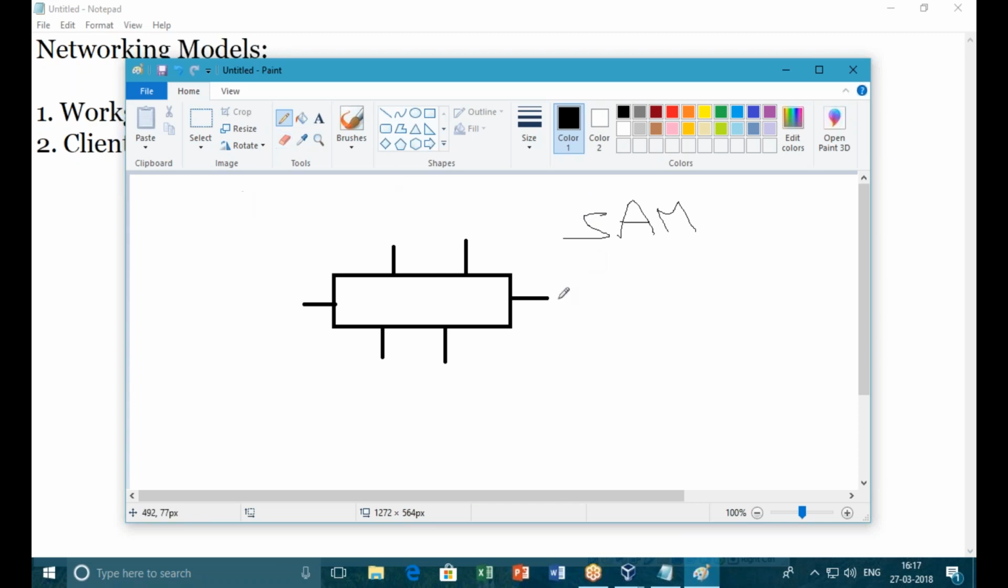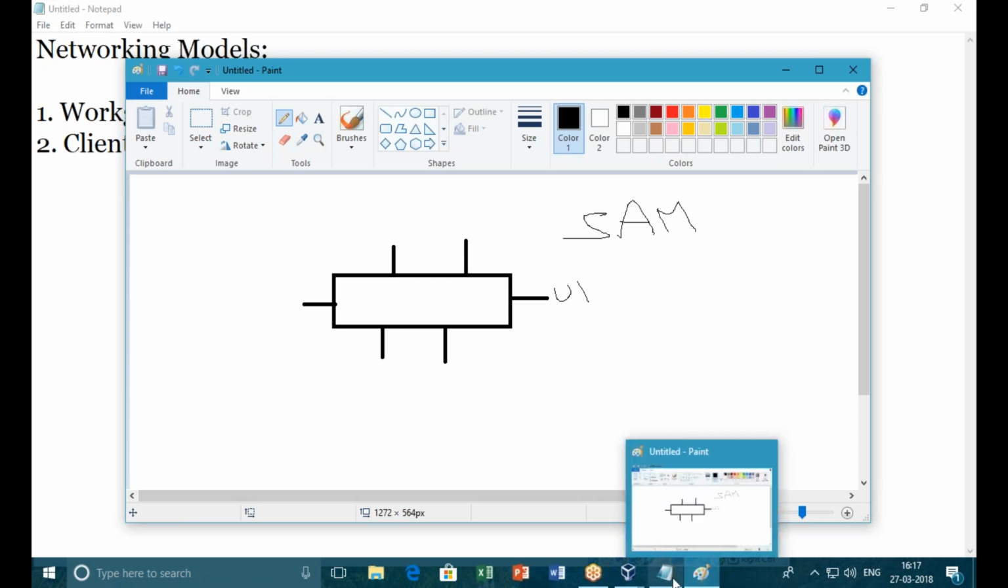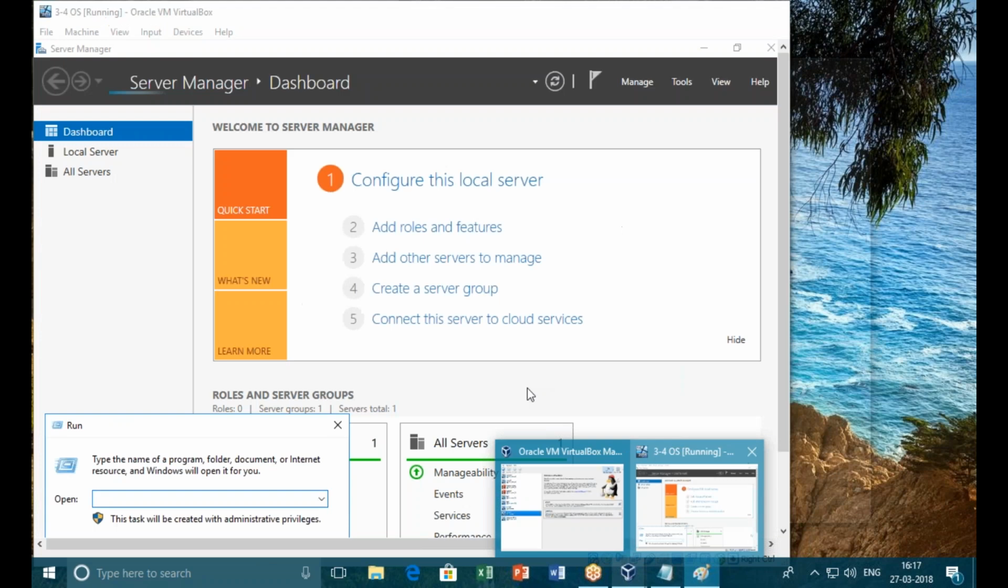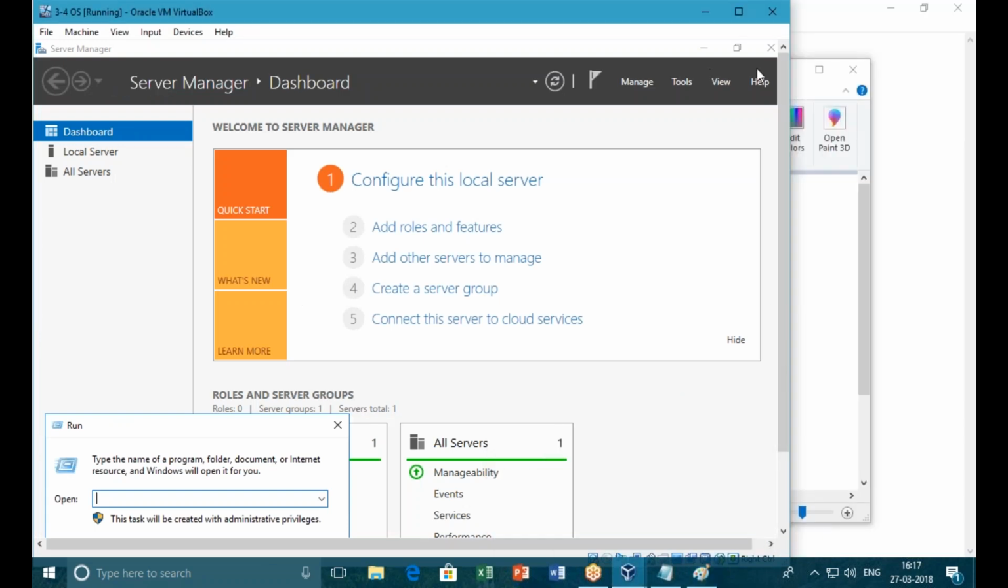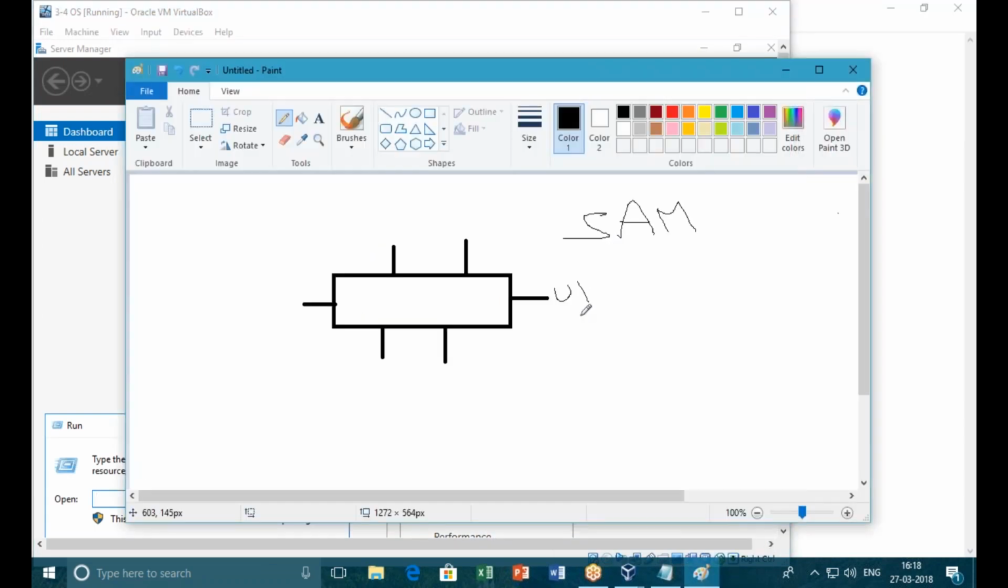So now when a user tries to log in on a system, this SAM database will check whether this particular user is present in the database, and whether the credentials supplied by him are valid or not. If they're valid, then this user will be allowed to log in. Otherwise, he will be rejected.